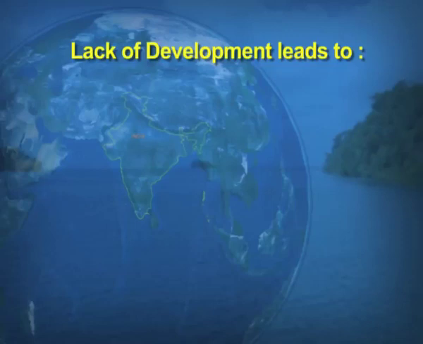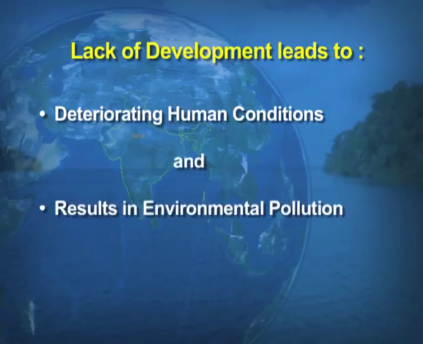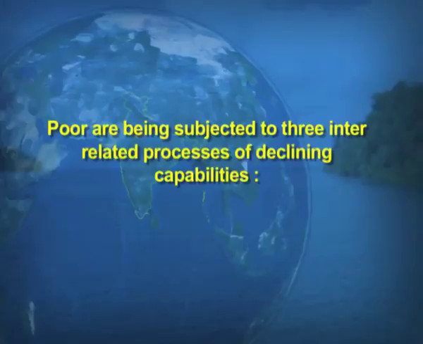Lack of development leads to two things. One, deteriorating human conditions, and number 2, environmental pollution. The poor are being subjected to 3 interrelated processes of declining capabilities. When I say declining capabilities, dear students, it is that they are deprived of certain facilities of life.